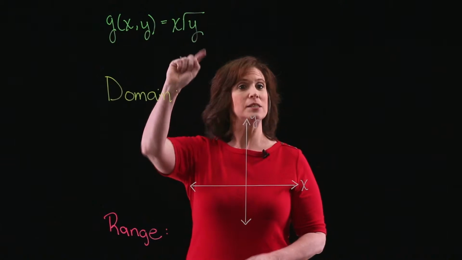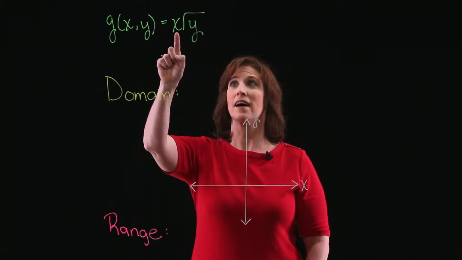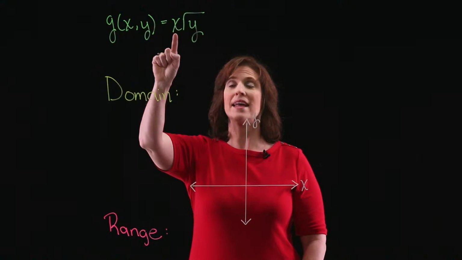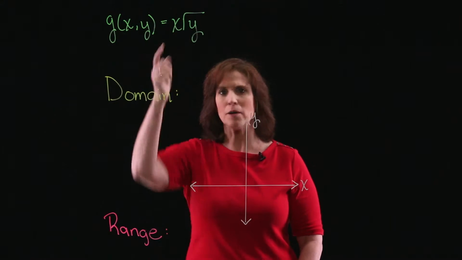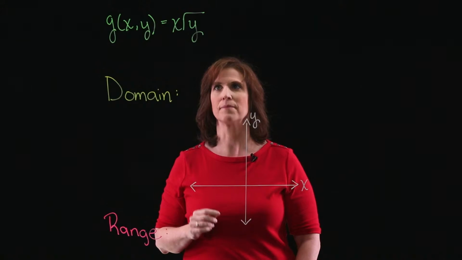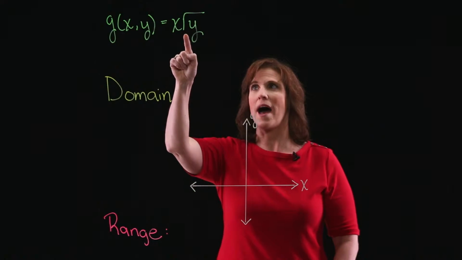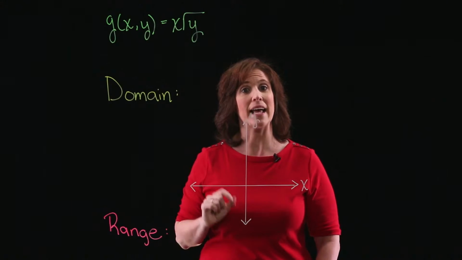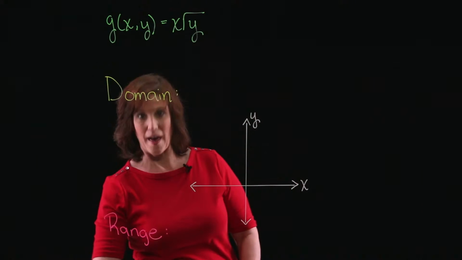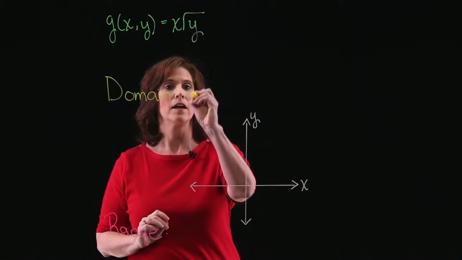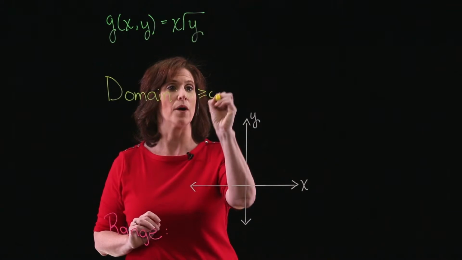Now, if we take a look at this particular function, we have a product of x and root y. And there's no restriction on x. You can plug anything you want in for x. However, we know that because you're taking the square root of y, it's not going to work if y is a negative number. So we know that y has to be greater than or equal to 0.